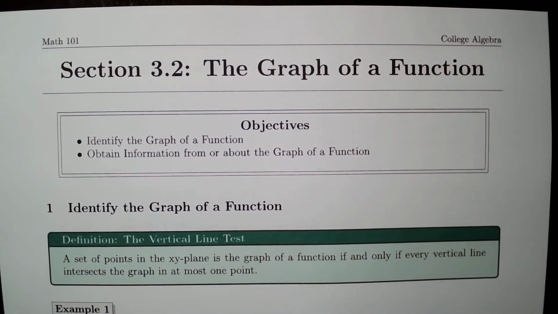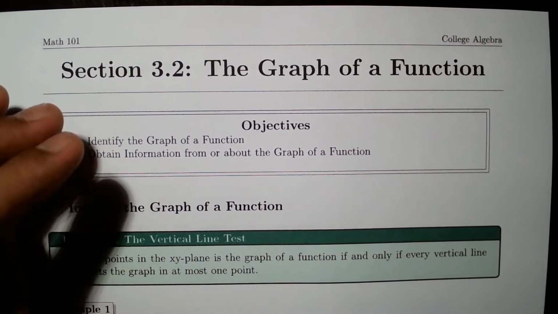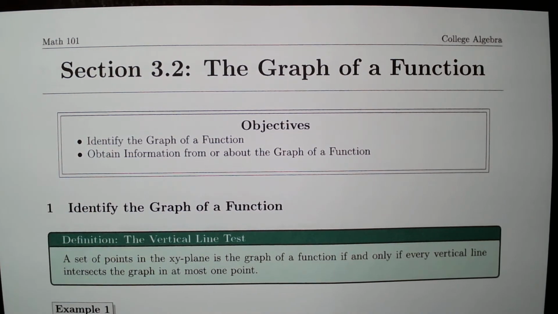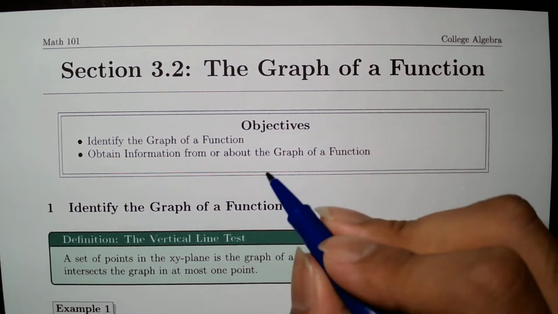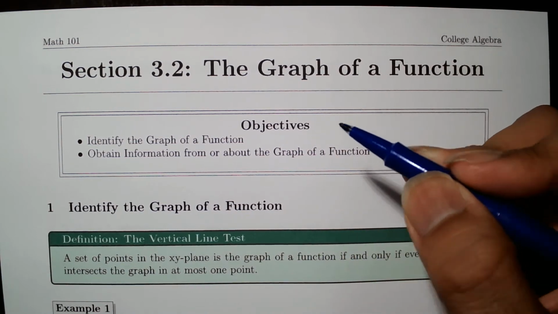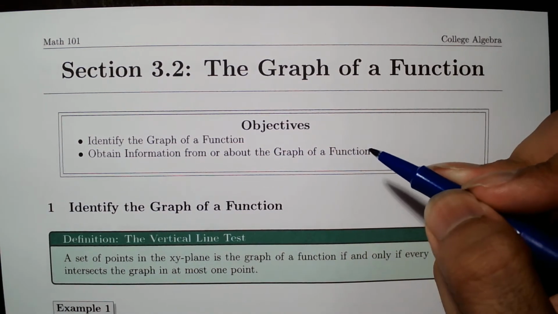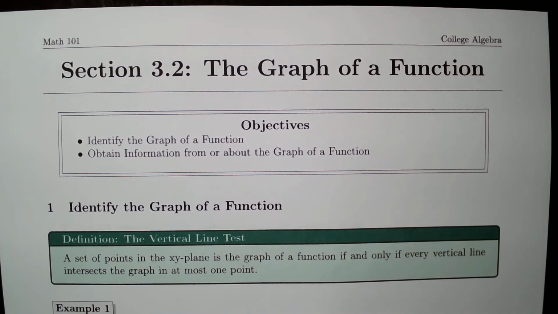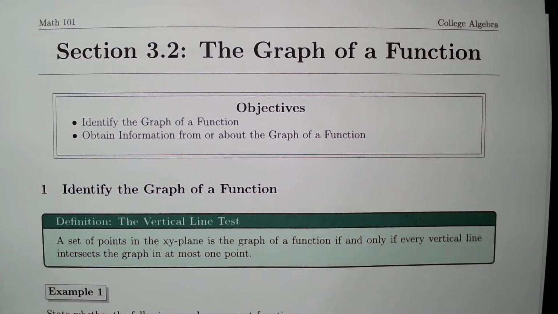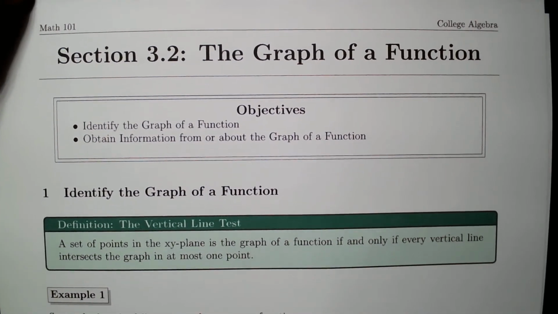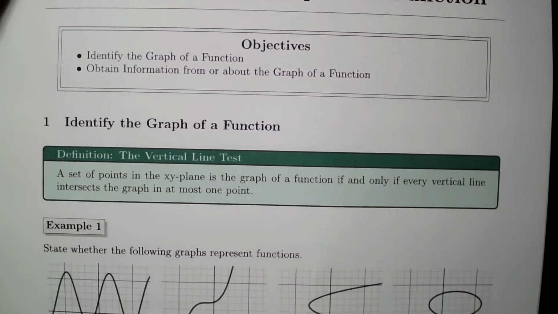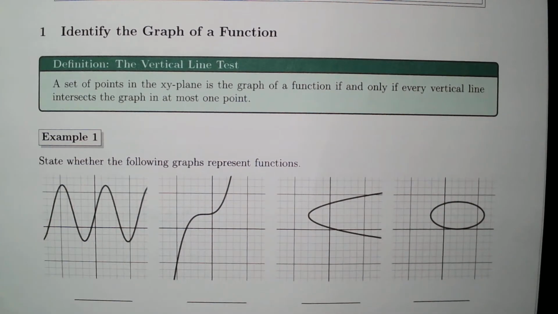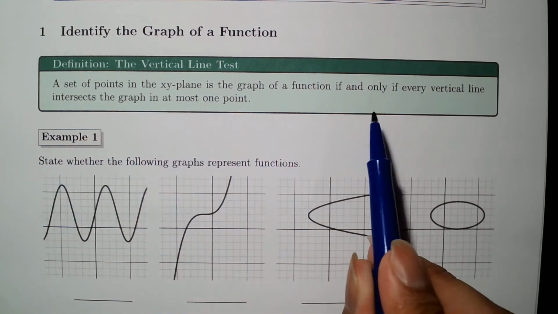So in this video we go over section 3.2, the graph of a function. In this section we cover how to identify a function and how to obtain information from or about the graph of a function. So, how to identify a function. In order to determine whether a graph describes a function, we use the vertical line test.